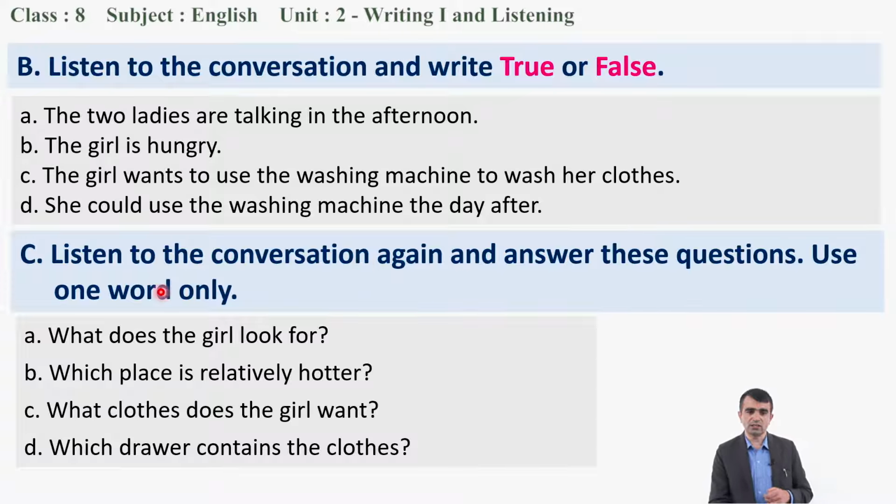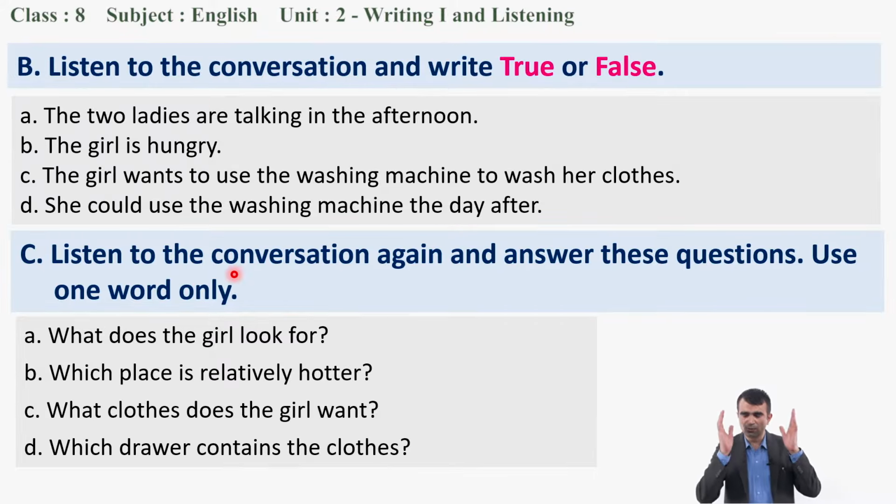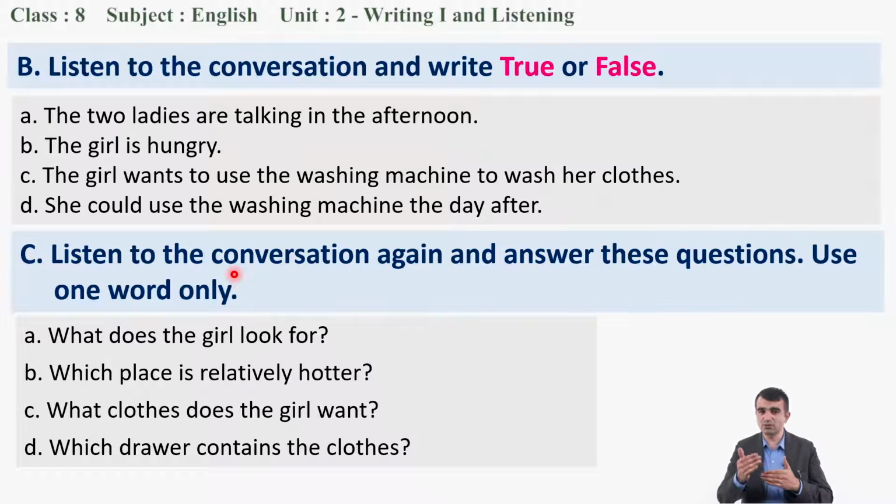And task C, listen to the conversation again and answer these questions. Use one word only. What does the girl look for? Which place is relatively hotter? What clothes does the girl want? And finally, which drawer contains the clothes? Now here in the beginning, just listen to it without considering these questions, okay? Just understand what the conversation is about, who is talking there, just this in the first listening. And then we will go to this true false, okay? Ready?